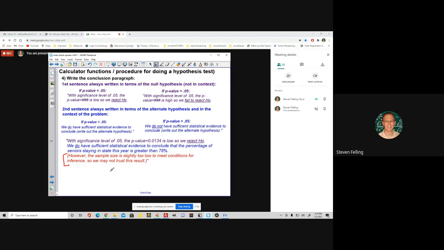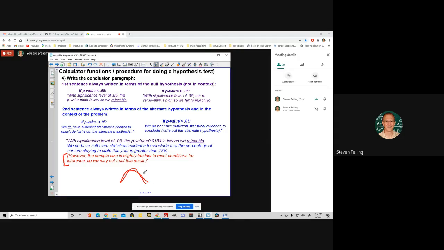The reason why is our sample size was a little too low, so we made the assumption this was a normal curve. But what might have happened is it might be a little skewed. So our p-value calculation might be a little bit off. It's not like we can throw this out, but it's not as trustworthy.